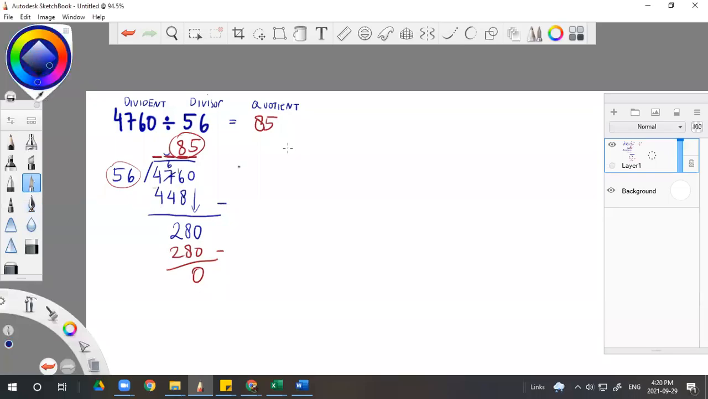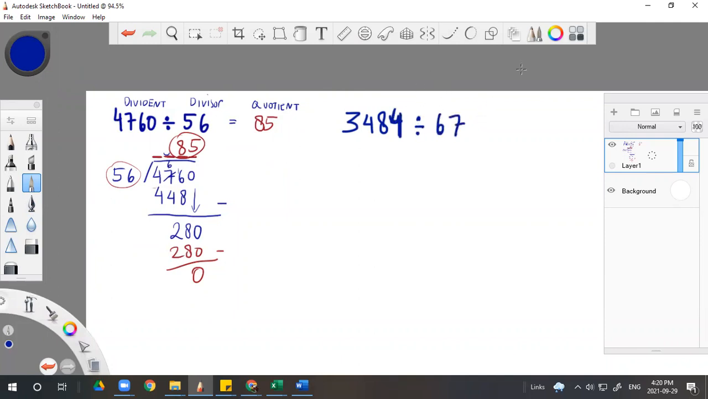Okay, now we learn about the next number. This is the way that I haven't recorded, but now we will try to record the workings of the division. For example, I have another number with no remainder, 3,484, you divide by 67.